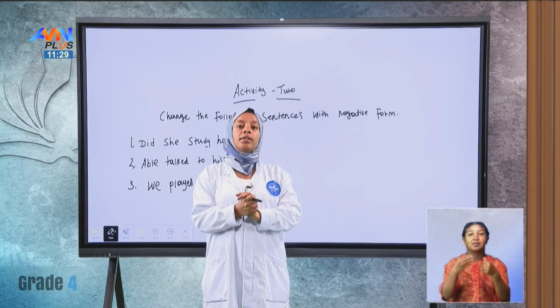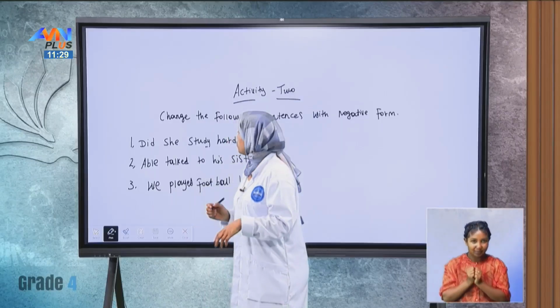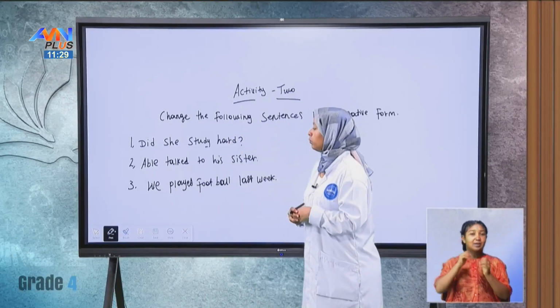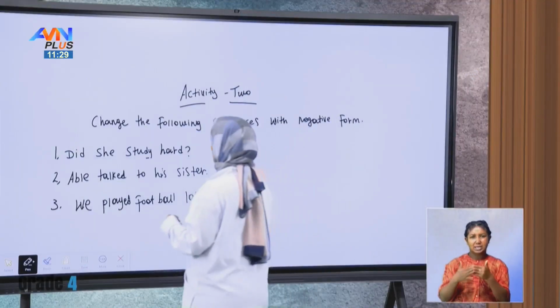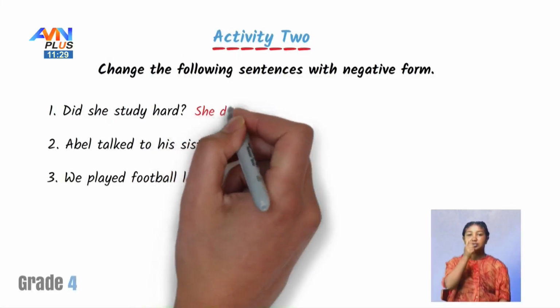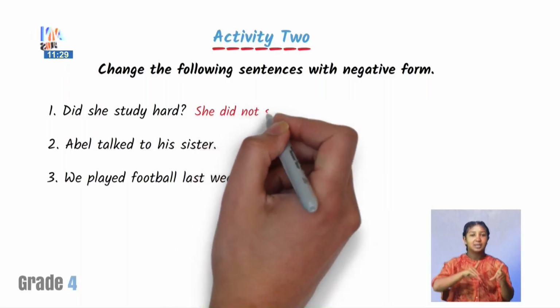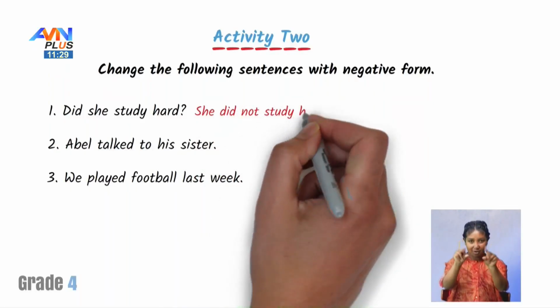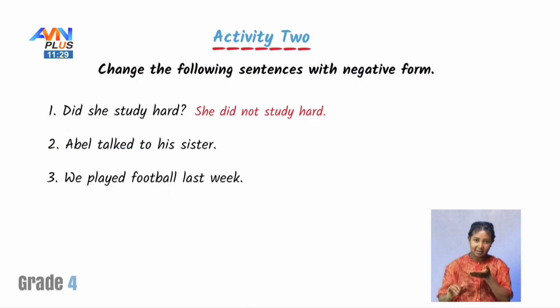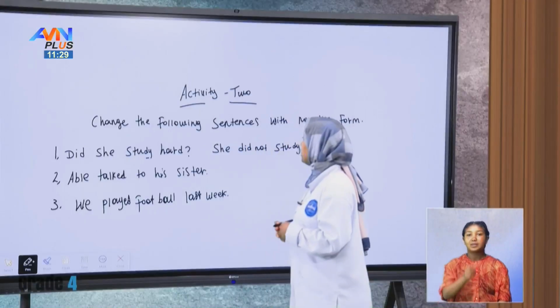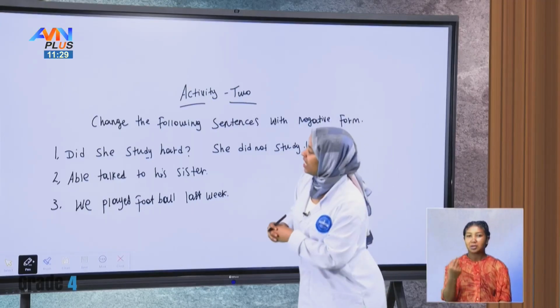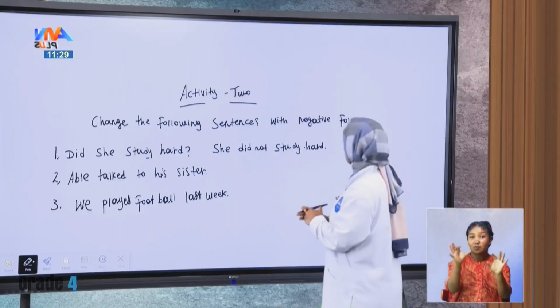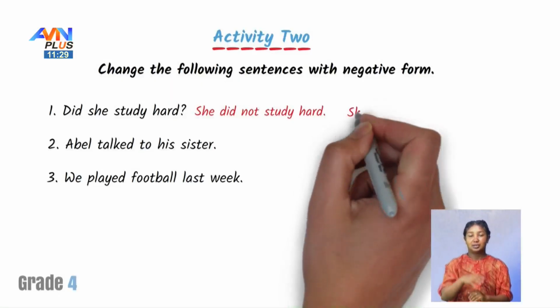Let me give a correction and let us practice together. So the first question is, did she study hard? Did she study hard? So easily we can use she did not study hard. She did not study hard. And we can use this sentence as affirmative or positive form. Let us say, she studied.